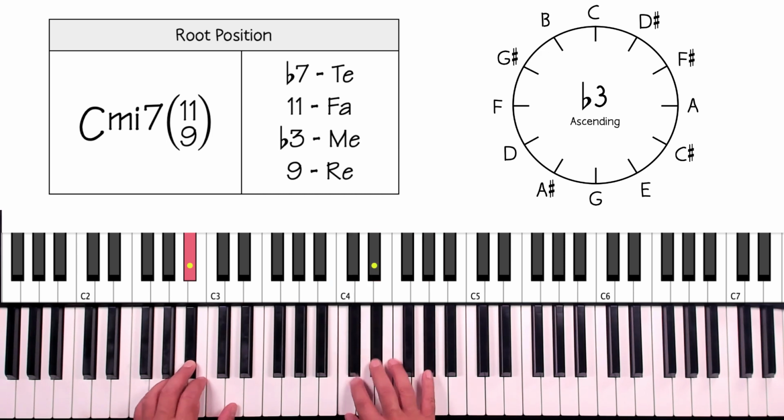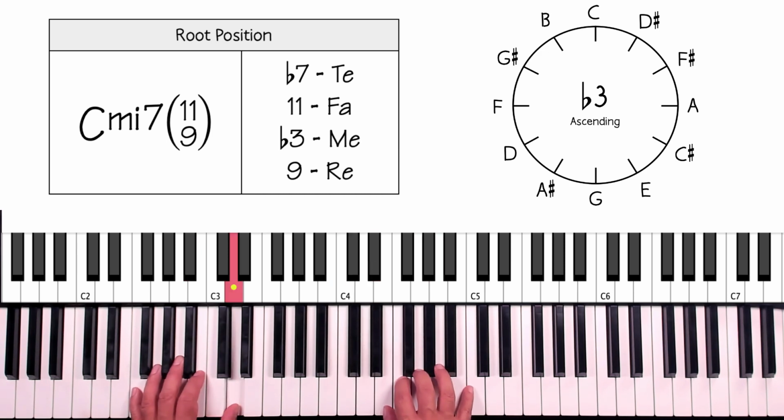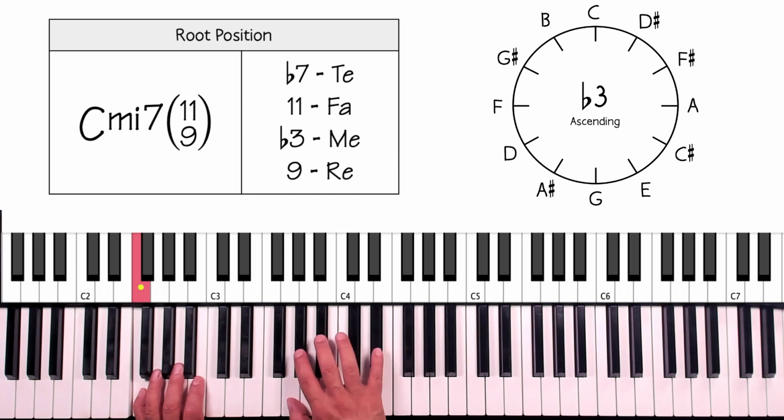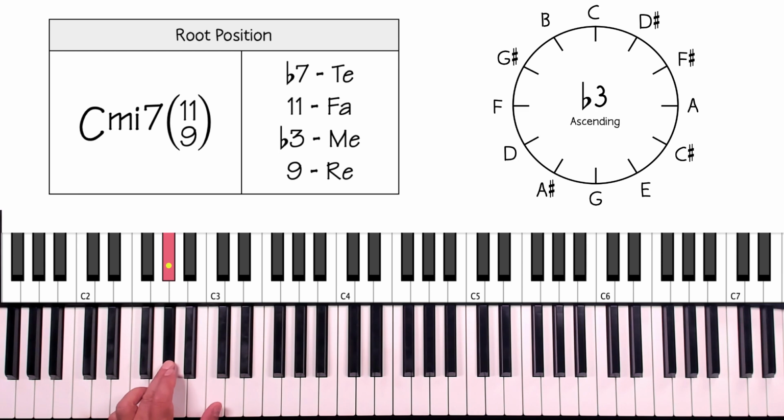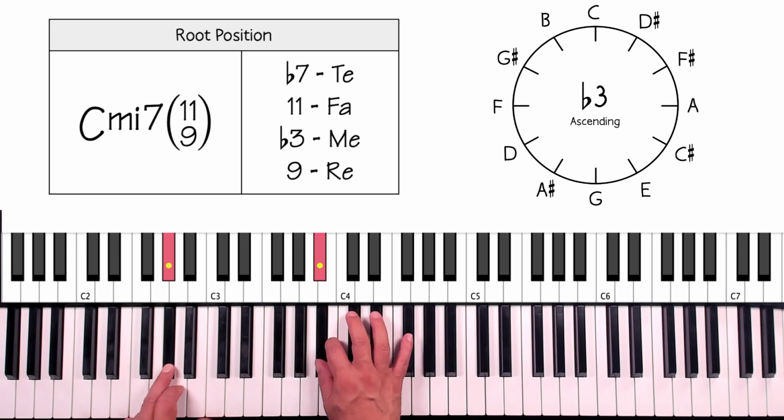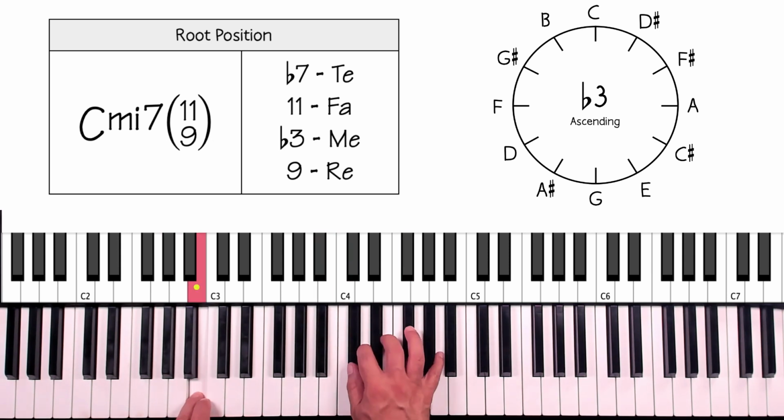Key of D, ascending. Re, mi, fa, te. F, descending. Te, fa, mi, re. G sharp, ascending. Re, mi, fa, te. And B, descending. Te, fa, mi, re.